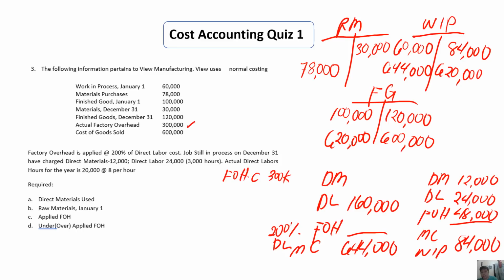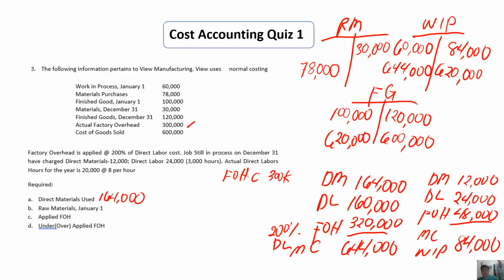Sabi ulit dyan, 200% of direct labor is applied to factory overhead. So 160 times 200%. Ang ilalagay natin sa factory overhead ay 320,000 pesos. Kuhain lang natin yung difference para may ilalagay tayo sa ating direct materials. So 644 minus 320,000 pesos minus 160. Our direct materials used will be 164,000 pesos. This will be the amount to be reflected on the direct materials used, which is requirement number 1.